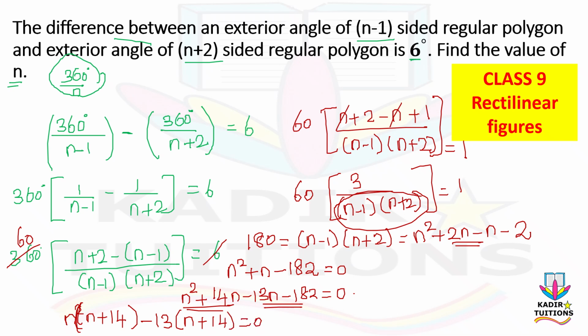Yes, so now I can take n plus 14 in common. The remaining is going to be n minus 13 equal to 0. So what is the answer for our n? n equals minus 14 and n equals 13. Sure, the number of sides can't be negative, so we are cancelling this value. So we are going to take n equal to 13 as our answer.